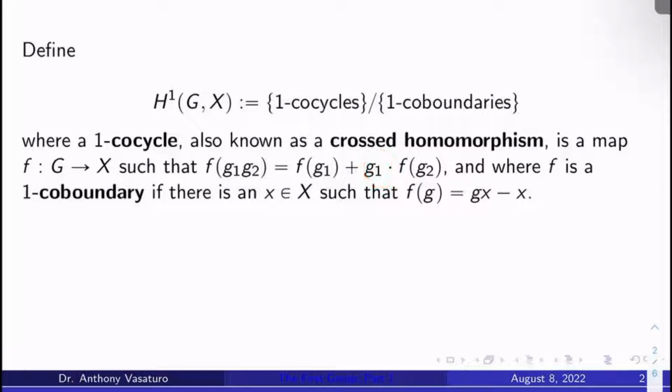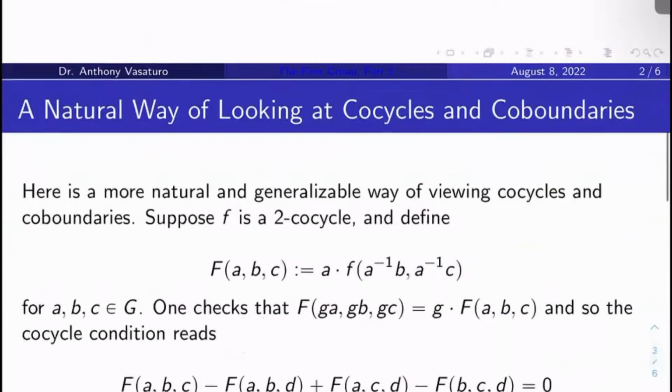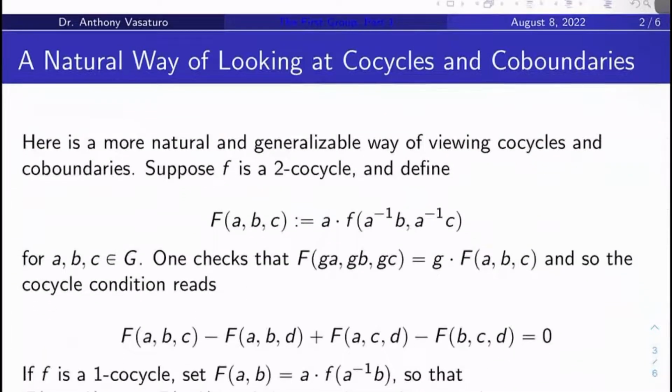Okay. And what is a 1 coboundary? A 1 coboundary is a map f from G to X such that there exists a little x in big X such that f of g is g times little x minus x. So you're essentially taking 1 cocycles and modding out by functions that just make gx equal to x for some x, naively speaking.